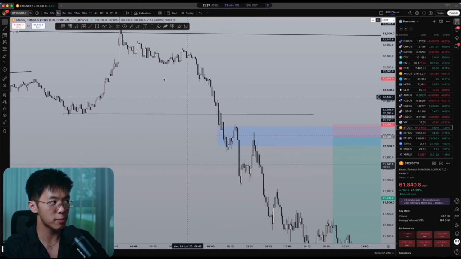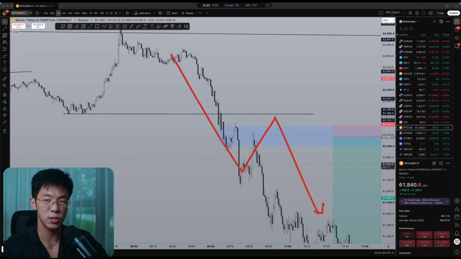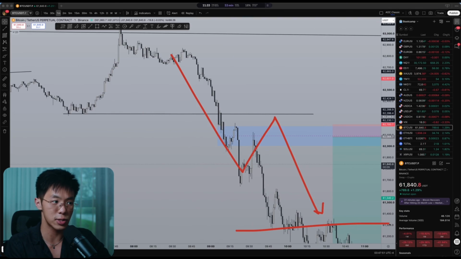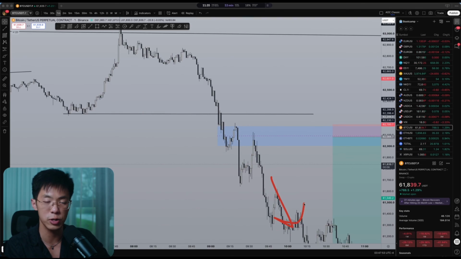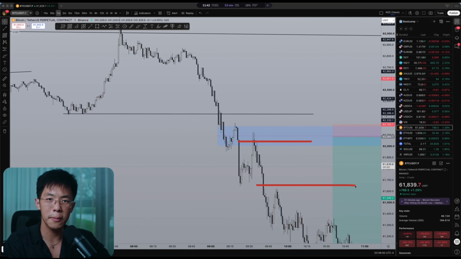But no, as long as you can be confident that A, the market structure is still heading in the direction, B, the target is still intact and you still have reason to go towards the downside, and C, the order flow is also pointing towards the downside, then just sell low and buy back lower.